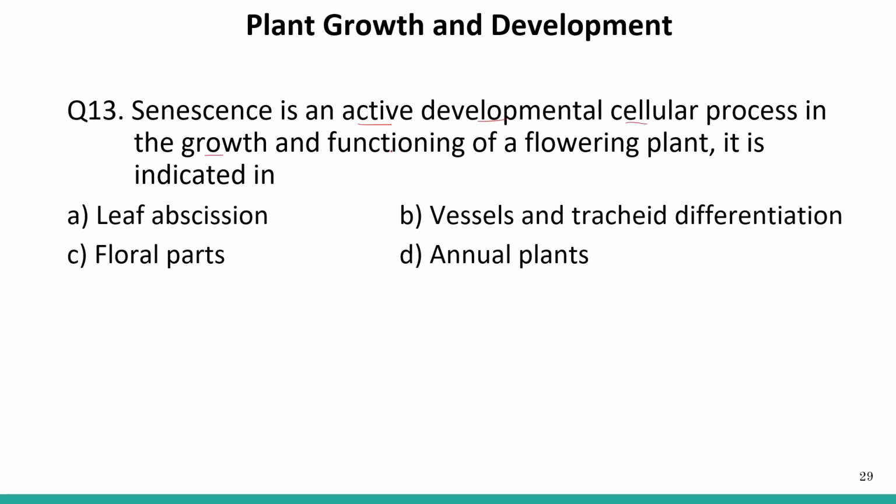The next question is, senescence is an active developmental cellular process in the growth and functioning of the flowering plants. So it is indicated in: leaf abscission, vessel and trachea differentiation, floral parts, and annual plants. What is senescence? Senescence is also known as biological aging. What happens during senescence? There is a loss of the function and characteristics of the cells or the organism. It is a deterioration process.